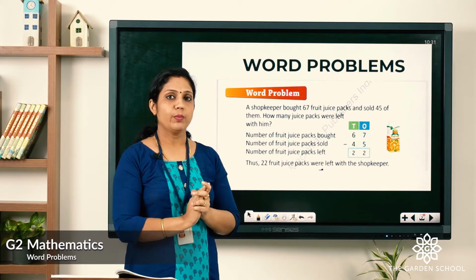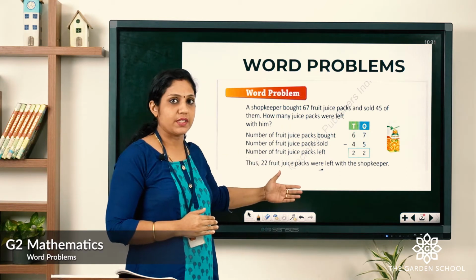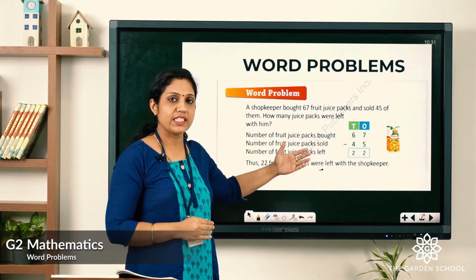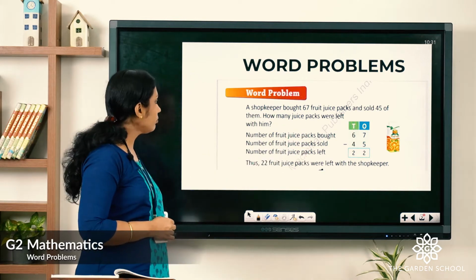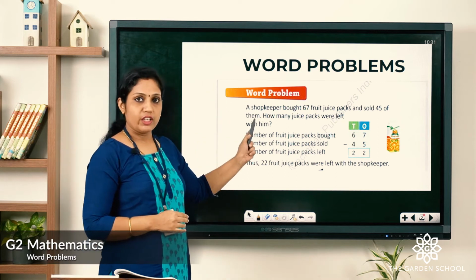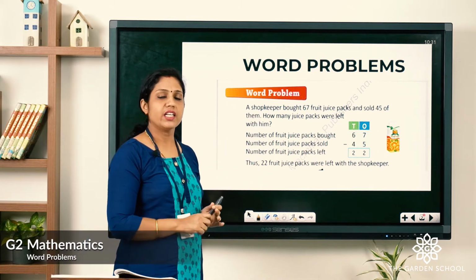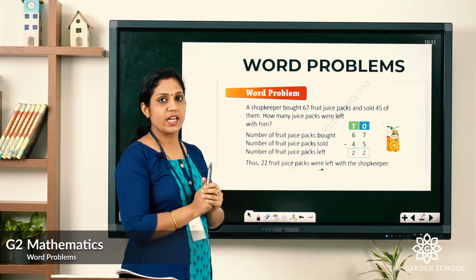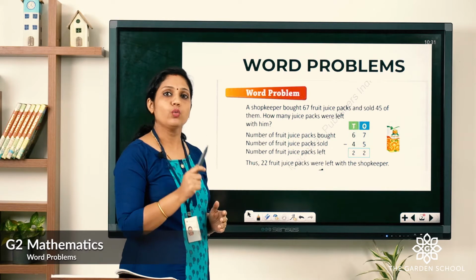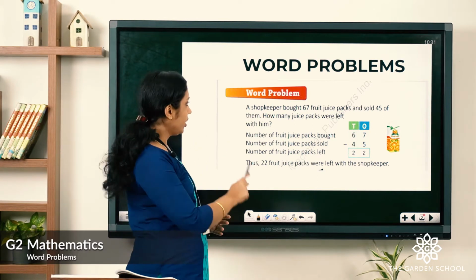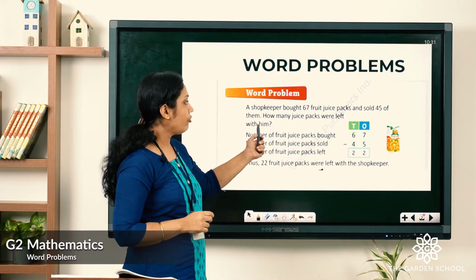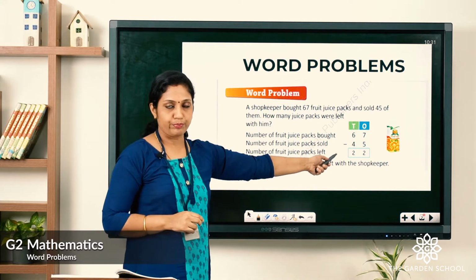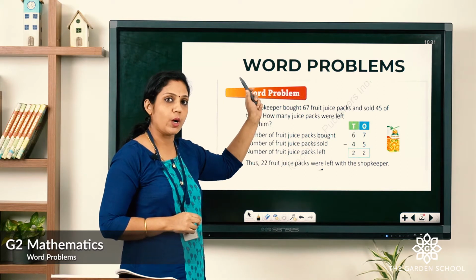For doing a word problem, we have to write the steps. We have already learned how to write steps in addition. So let's check that in subtraction now. Here, when you get a word problem, read the sentence 2 or 3 times till you understand it properly, and then find out what we have to do in that. Here, to write the steps, it's written number of fruit juice packs bought. So how many juice packs did the shopkeeper buy?